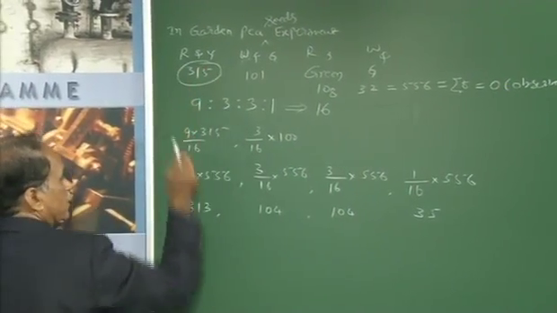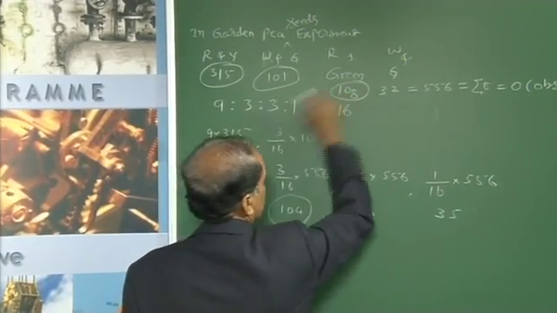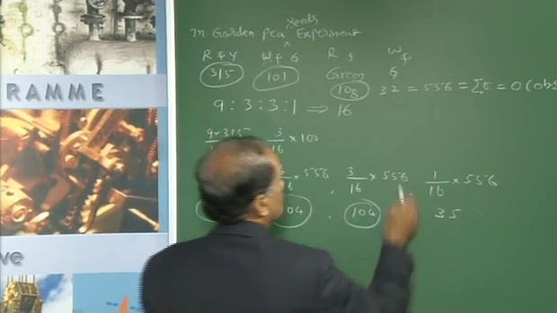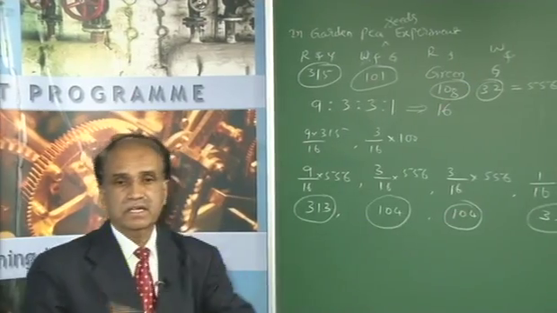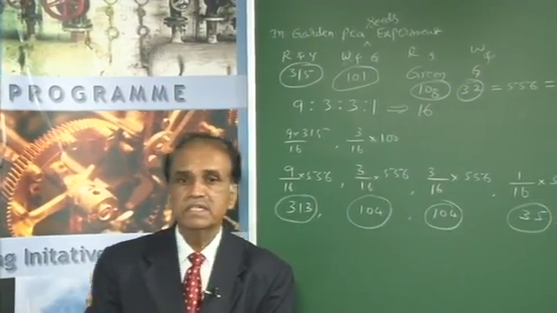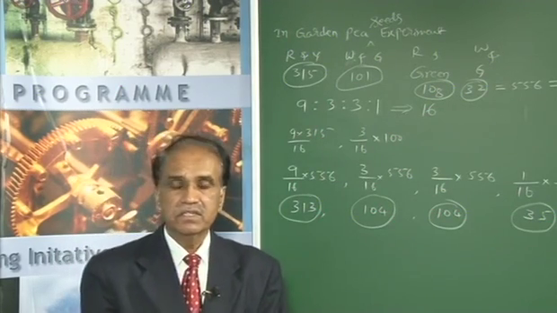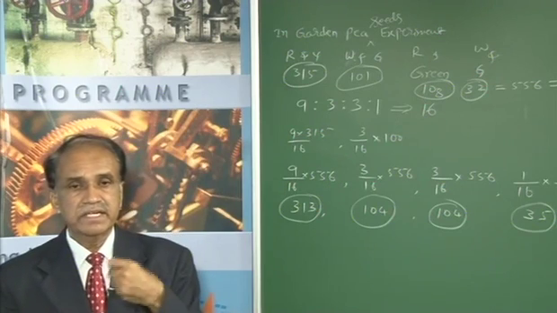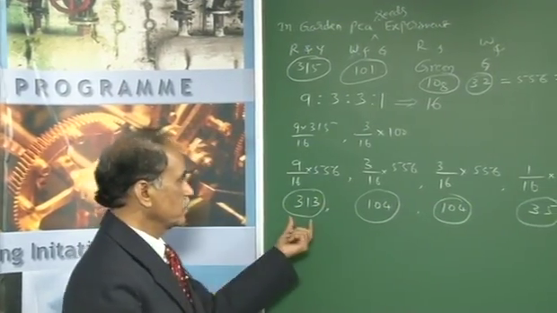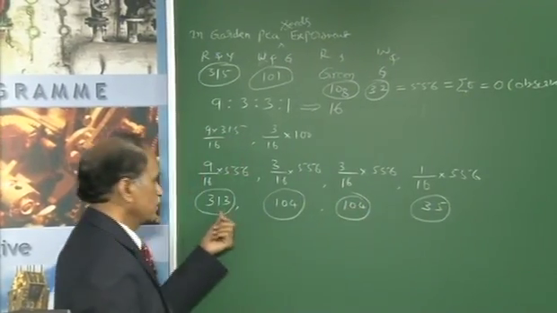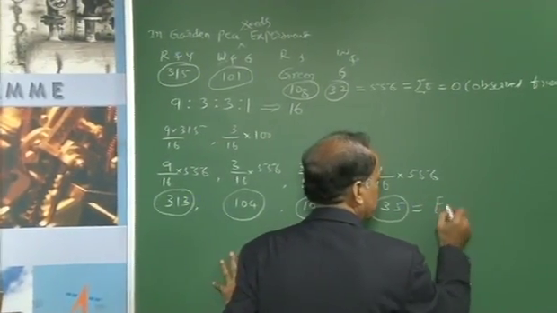That means in place of 315 I am getting 313, in place of 101 I am getting 104, in place of 108 I am getting the same thing, and in place of 32 I am getting 35. These values are numerically approximated, because 313, 104, 104 and 35 may not be whole numbers; they may be decimal values, something like 312 point something, 103 point something, 103 point something and 34 point something. So we rounded off these numbers and wrote 313, 104, 104 and 35. Now these values we call the expected frequencies.